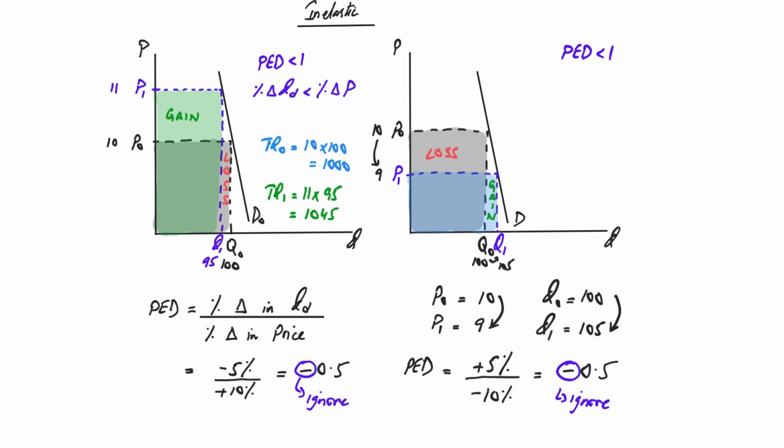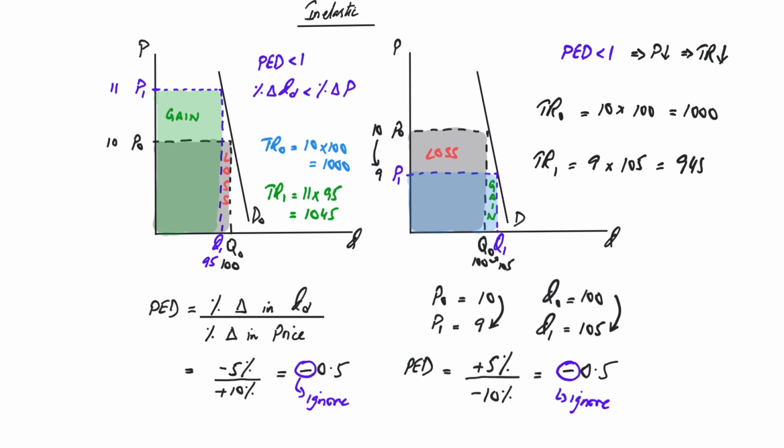So as a result, before even doing numbers, I know that my result is inelastic. Price goes down, revenue will go down. Let us prove it. Original revenue is 10 into 100, that is 1,000. The new revenue is 9 into 105. That will be 945, and the revenue has fallen.